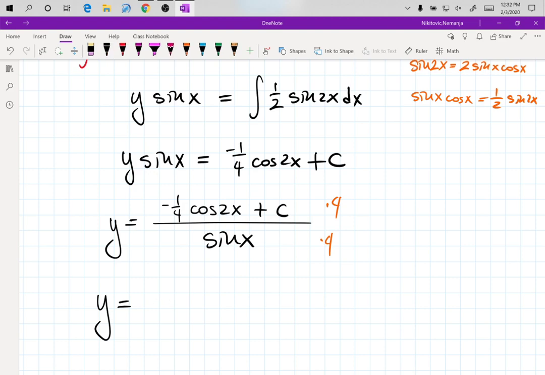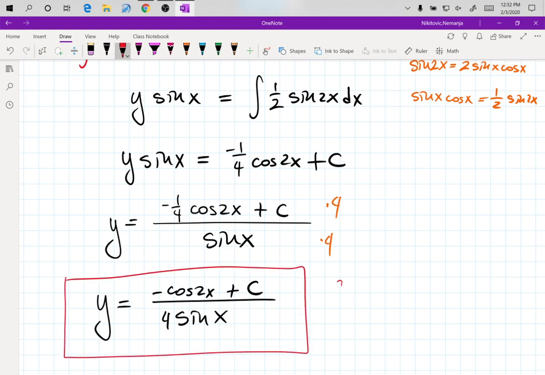So first the division line, and then I have negative cosine 2x, still plus c or plus k, whatever, over 4 sine x. And I will call this a general solution. But this is where the problem ends.